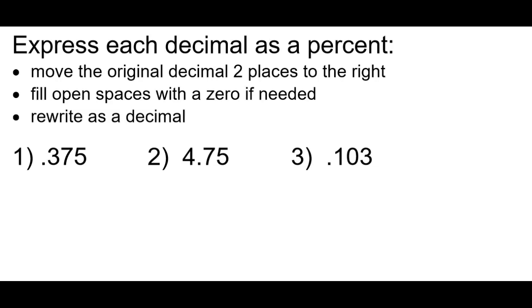All right, next thing, express each decimal as a percent. Well, we know from earlier that we can move our decimal to make it a percent. So couldn't we just move the original decimal 2 places to the right? Fill in any open spaces with a 0 if I have any, and then rewrite it as a new decimal. I could do that, right? Right. So what do I mean by that?